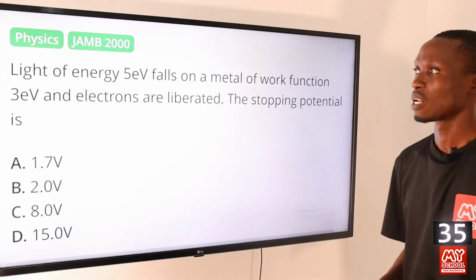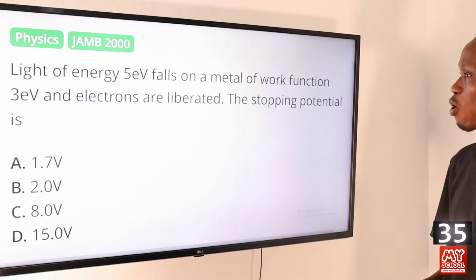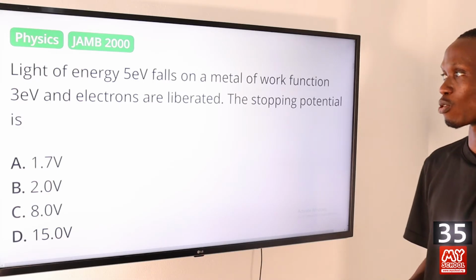Moving on to question 35. Light of energy 5 eV falls on a metal of work function 3 eV and electrons are liberated.